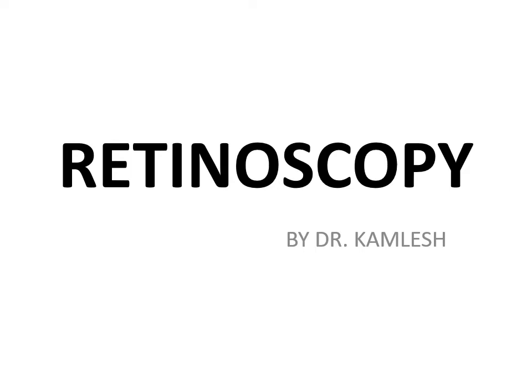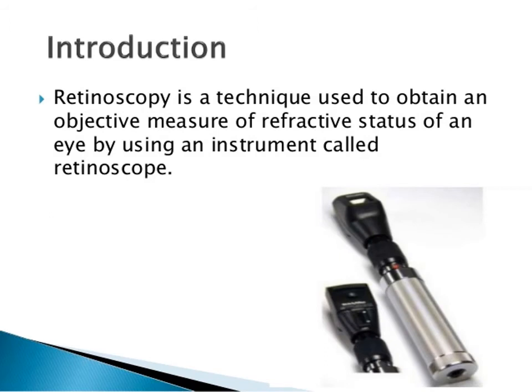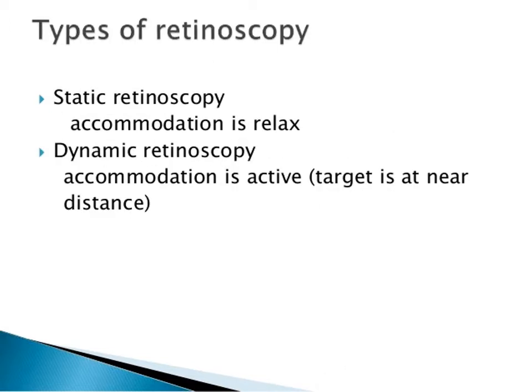Good morning, everyone. Topic for today's clinic is retinoscopy. Retinoscopy is a technique used to obtain an objective measurement of refractive error of the eye by using an instrument called a retinoscope. In the given image, you can see the retinoscope which we use. It is a streak retinoscope. We'll see the types of retinoscope and types of retinoscopy in the next slide.